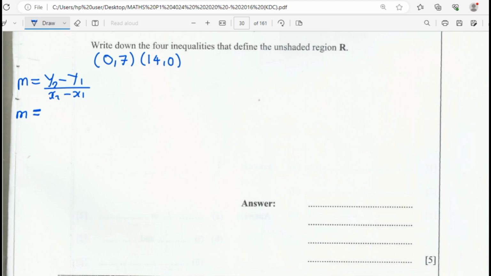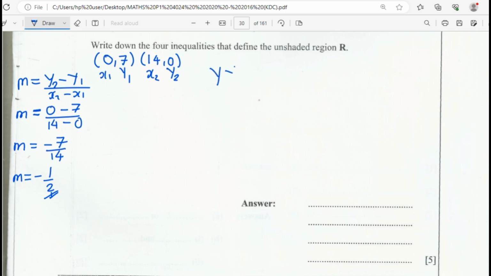So y2 is 0, y1 is 7, over x2 is 14, x1 is 0. So on top we'll get -7 over 14. So if we reduce, this will give us -1/2. 7 into 7 is 1. 7 into 14 will give us a 2. So after we have our gradient, let's now apply the formula for equation of the straight line.